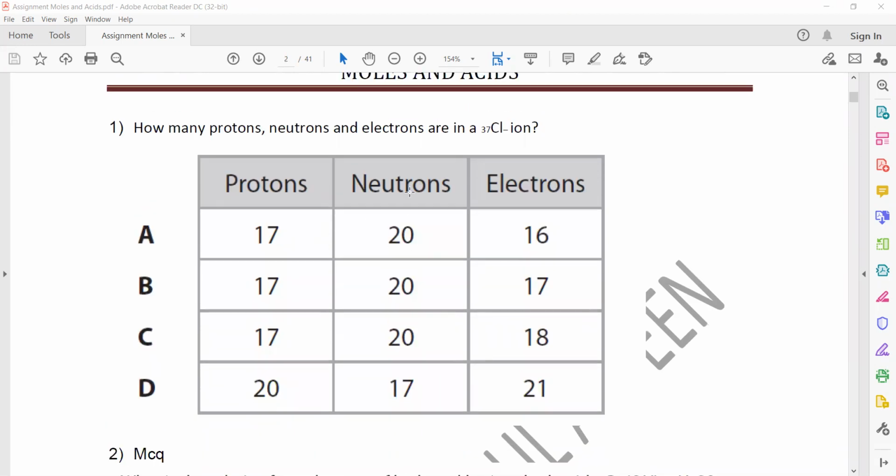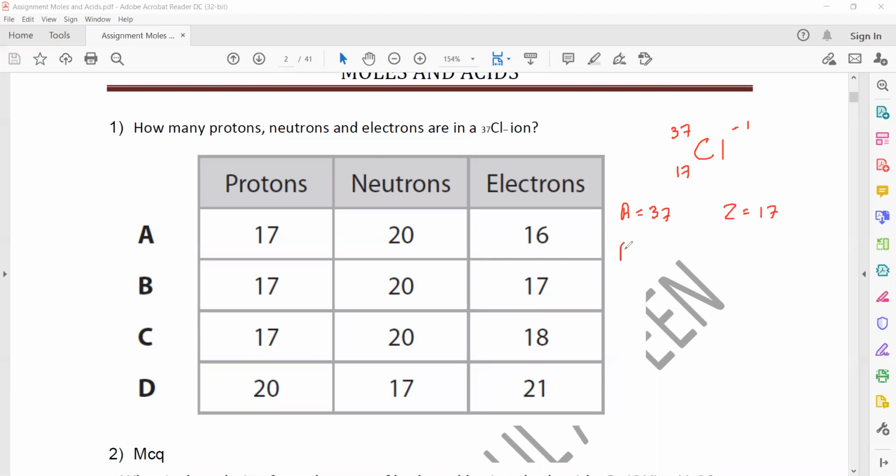In the first question, how many protons, neutrons, and electrons are there in a chloride ion with a mass number of 37? When we check the periodic table, we'll find that chlorine's atomic number is 17, but this is a chloride ion. So it is 17 and 37 with a charge of -1. Here A is 37, the nucleon number, and Z is the proton number, which is 17.